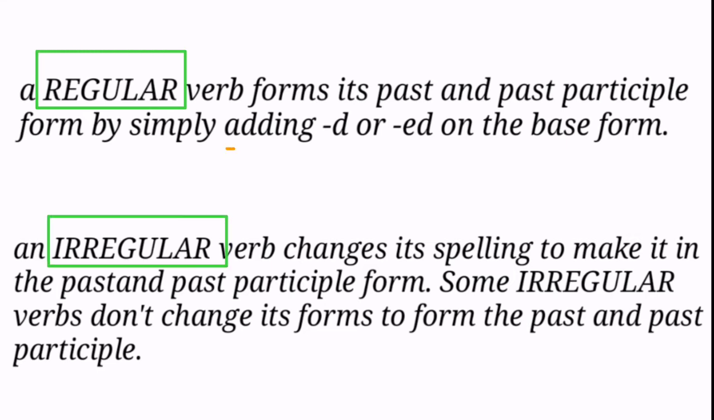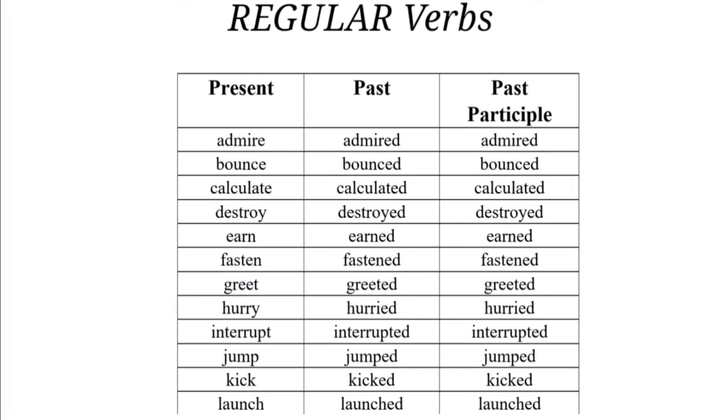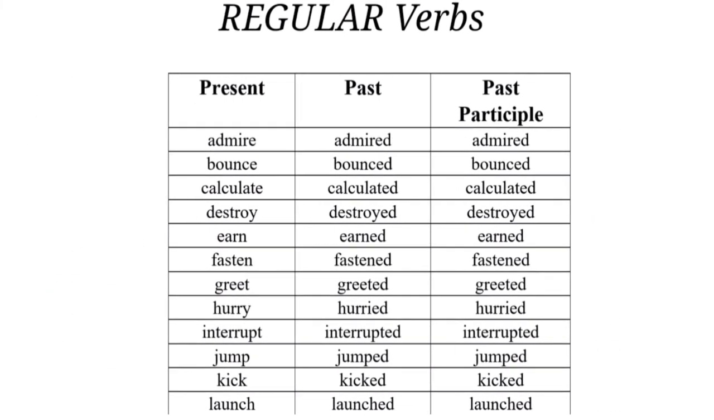Another, you must remember that some verbs are regular and some are irregular. Remember, a regular verb forms its past and past participle form by simply adding d or ed on the base form. What about an irregular? An irregular verb changes its spelling to make it in the past and past participle form. Some irregular verbs don't change their forms to form the past and past participle.